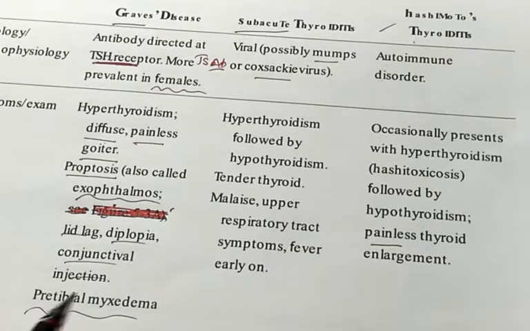Ophthalmopathy may require surgical decompression, steroids, orbital radiation. They all have a role in Graves'. Whereas subacute thyroiditis, you mainly have to give NSAIDs because it is painful. Pain hai to Brufen lete na, to Brufen kya hota? NSAID hota. So NSAID for pain control, steroid for very severe pain, and it is often self-limited.